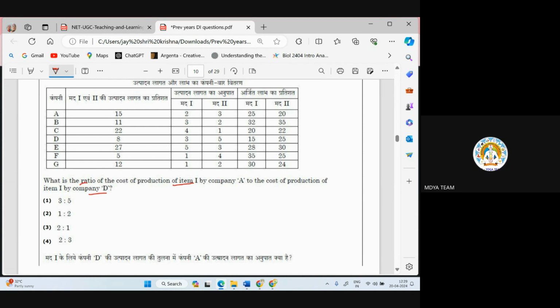So let the cost of production of item 1 by company A be A crore, and let the cost of production of item 1 by company D be D crore. So what we will do is A upon D. This much only we have to do. Understood? And we will get the ratio. Got it.